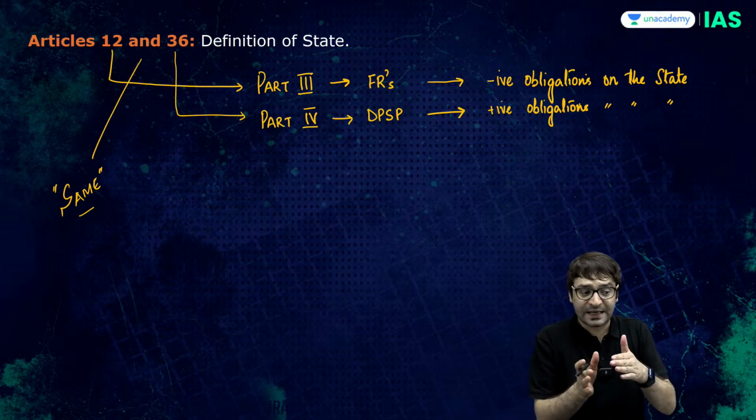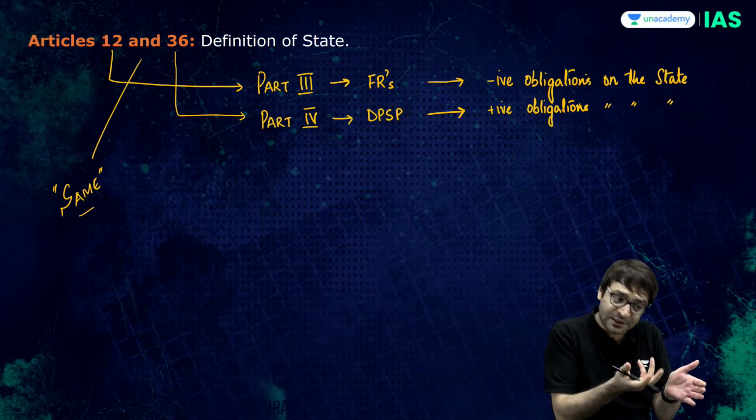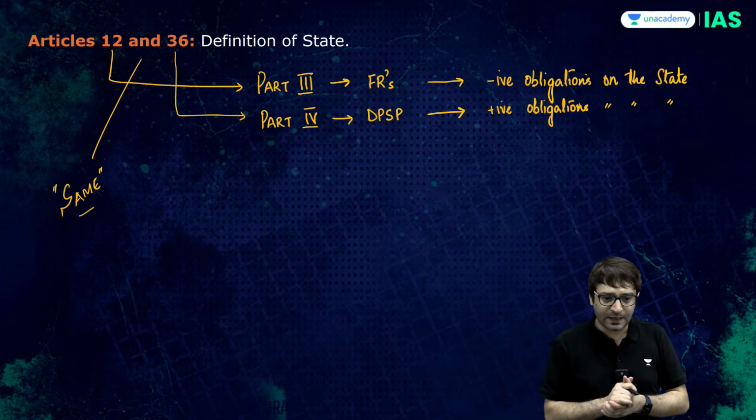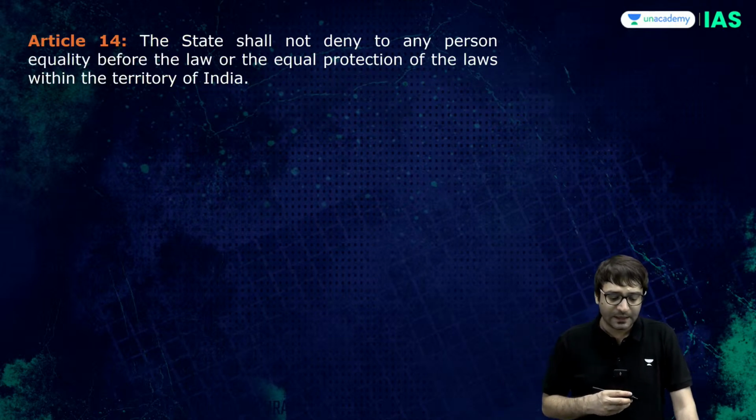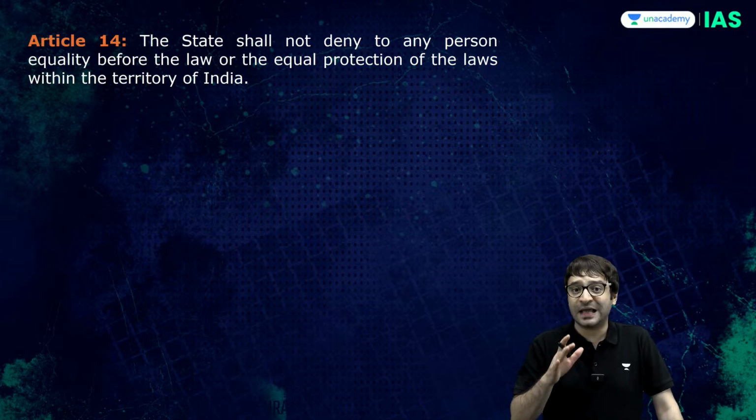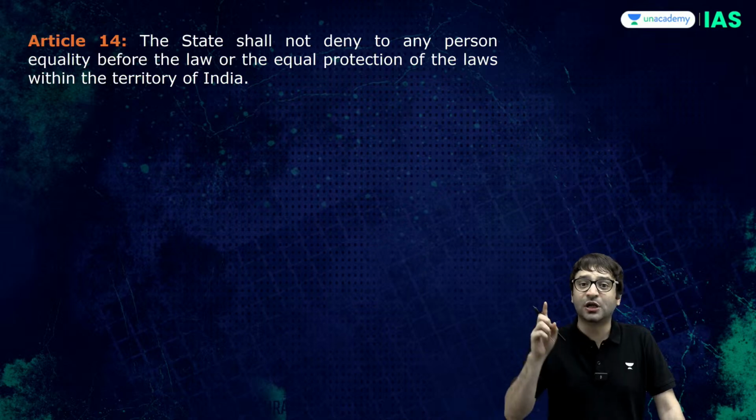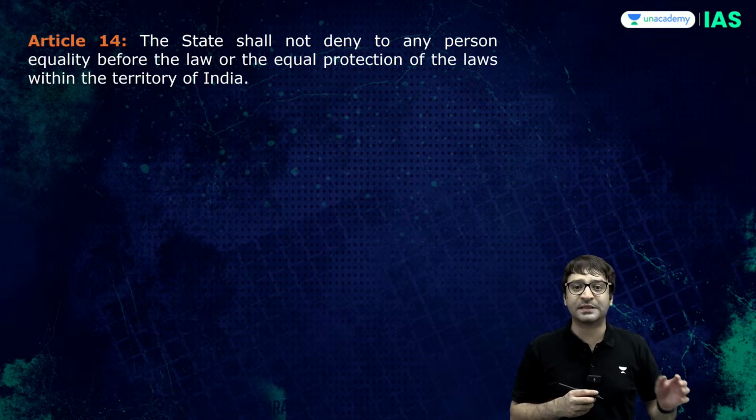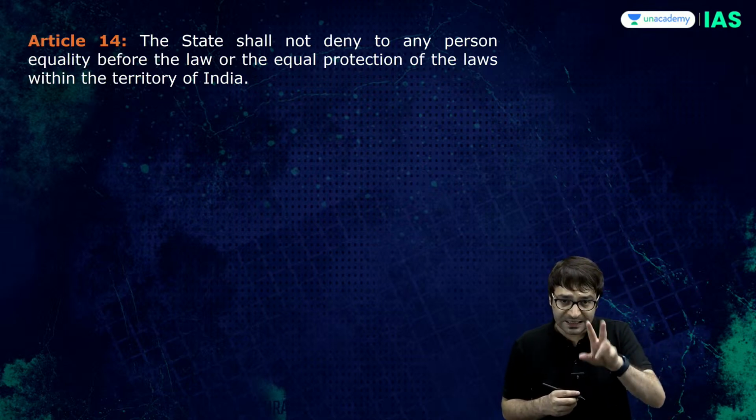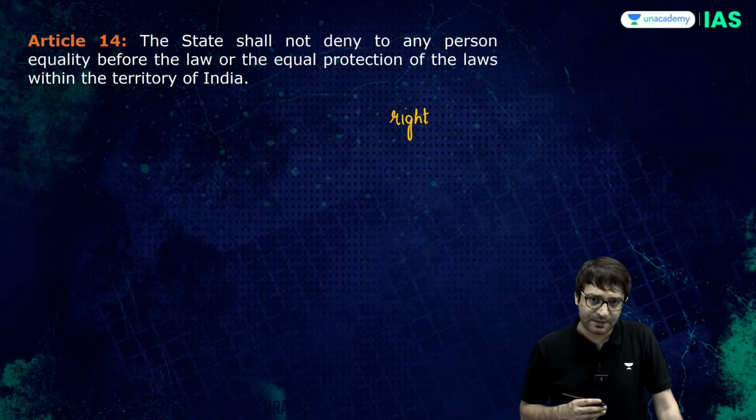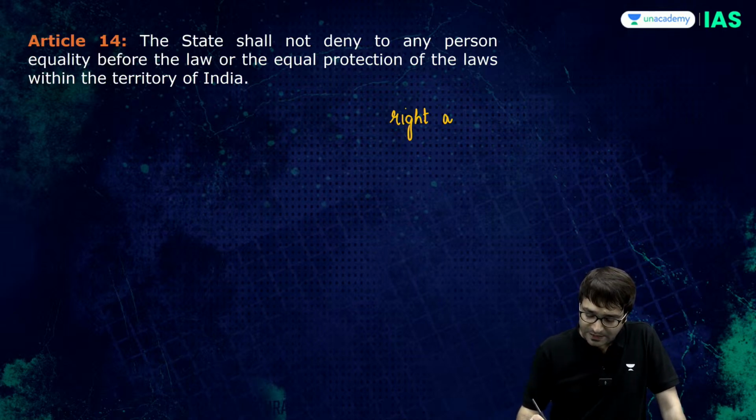But the judiciary has an administrative side as well. That administrative side comes under Article 12, but not the judicial side. Clear? Very good. Article 14 is applicable to citizens as well as aliens. It says the state shall not deny to any person equality before law or equal protection of the laws within the territory of India. But I'll tell you two more extra statements here. Listen to me carefully. I think this can be asked in the exam.